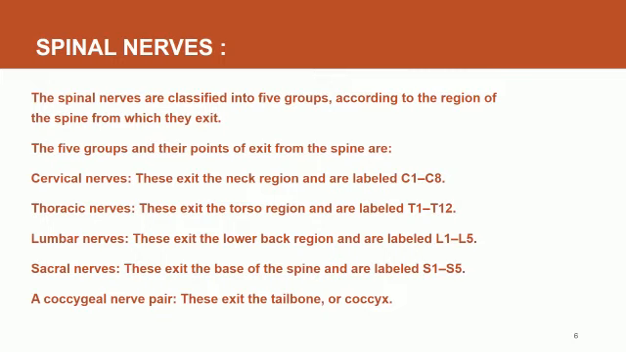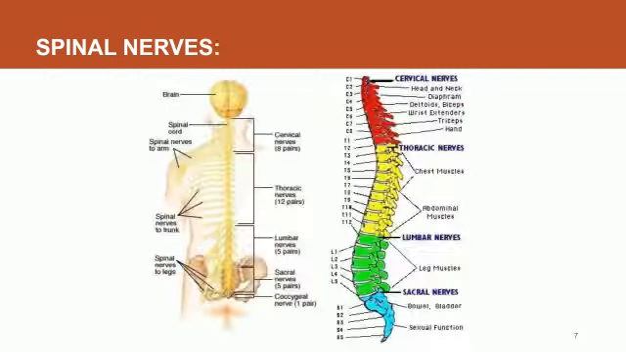And a coccygeal nerve pair. These exit from the tailbone or the coccyx bone of our body. In humans, the spinal cord begins at the occipital bone and it extends down to between the first and second lumbar vertebra where it ends.